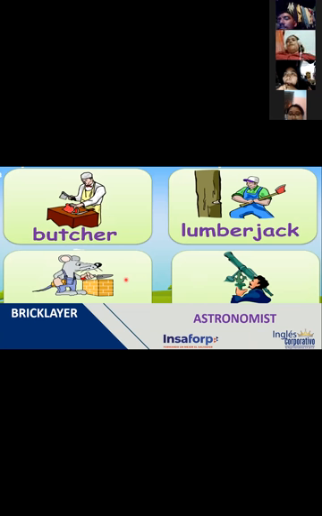We have the butcher, lumberjack, we have bricklayer. We can also, guys, call this person a mason. Al constructor o al, ¿cómo le llamamos? How do we say that? Albañil. Albañil, yes. That person we can call in two different ways. We can say a mason, we can call it bricklayer. Bricklayer or mason, and both of them are correct. Son synonymous, okay? So both of them are going to be correct.